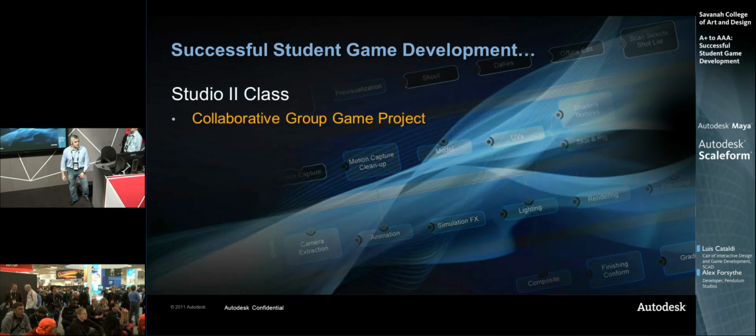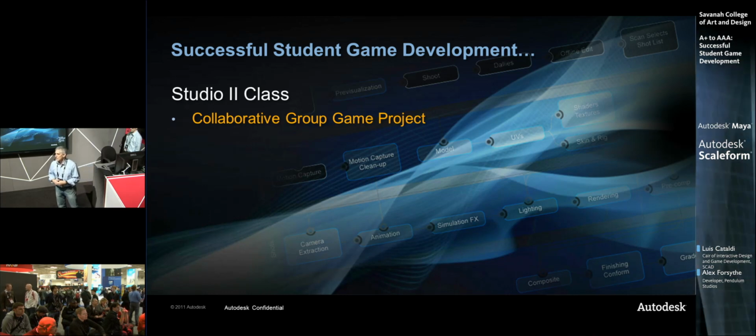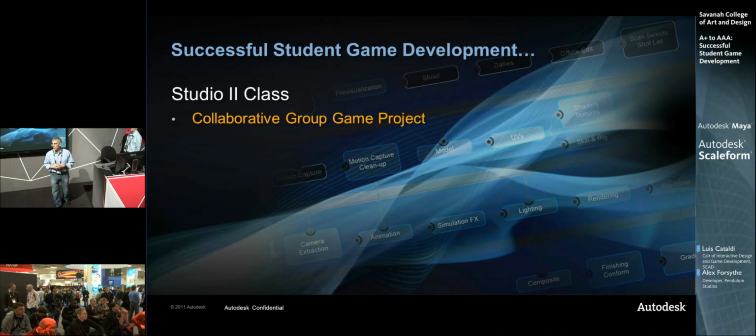By the time they get into a Studio 2 class, this is more of a collaborative group project. This is where students come together and they take the individual work that they've done and they combine with other students. So if your focus is design and you've got students whose focus is art and the tech art, they come together and build a group project.